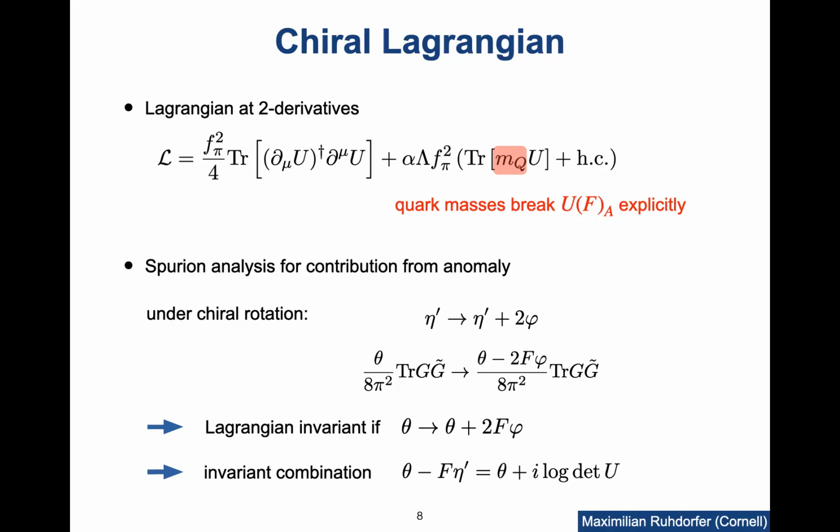This invariant combination can be used in the chiral Lagrangian to construct interactions or terms, including the eta prime.